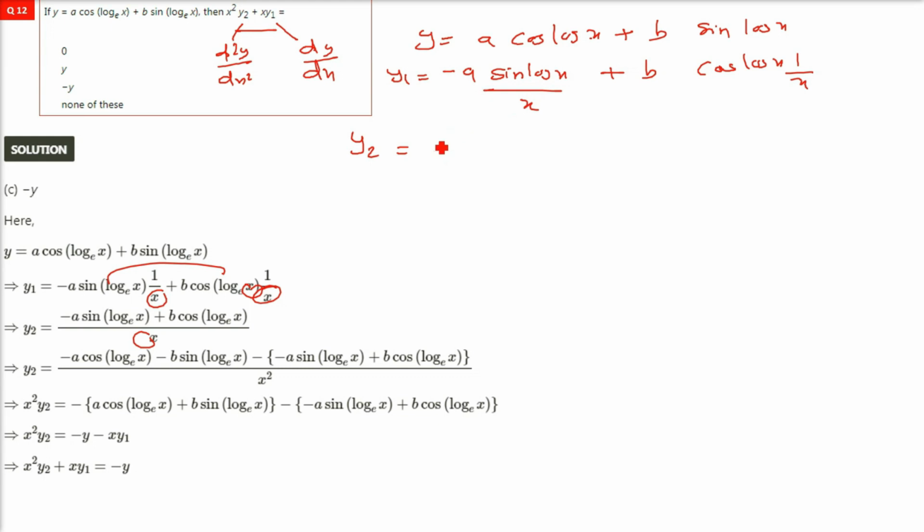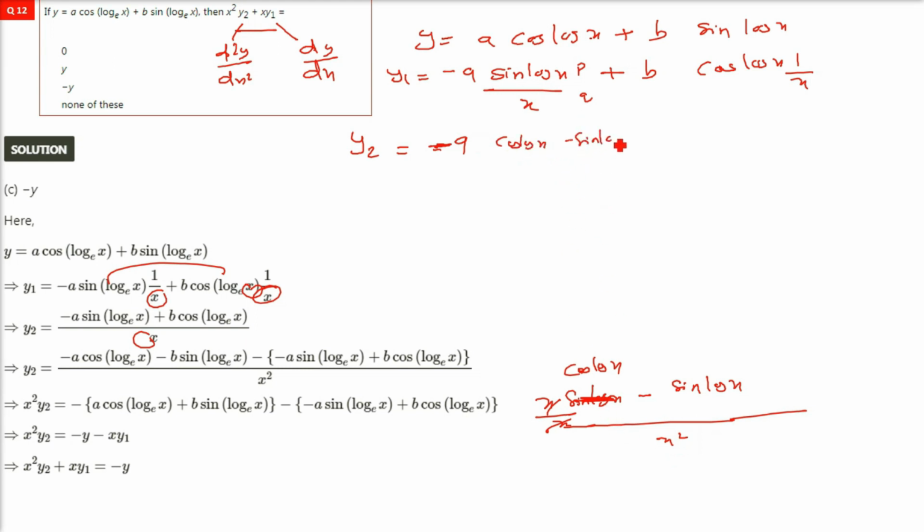y2, that is the double differentiation we are doing. This minus a is constant, sin log x by x. So I'll do it separately and then we'll combine it. So we have sin log x divided by x. So differentiation, denominator will be x square. P by q form we are following. We have x square. We have x times cos log x, times 1 by x, minus sin log x. Differentiation of x will be 1 only. So we have cos log x minus sin log x divided by x square. This is the differentiation of sin log x divided by x.